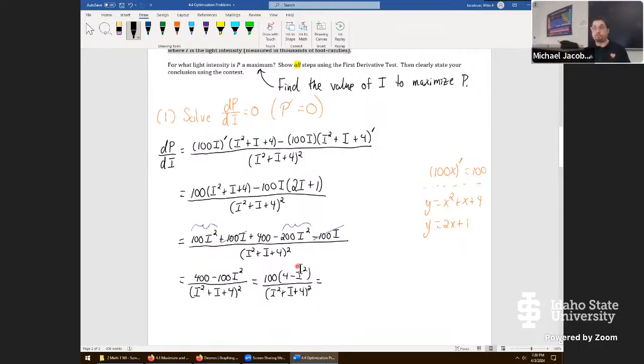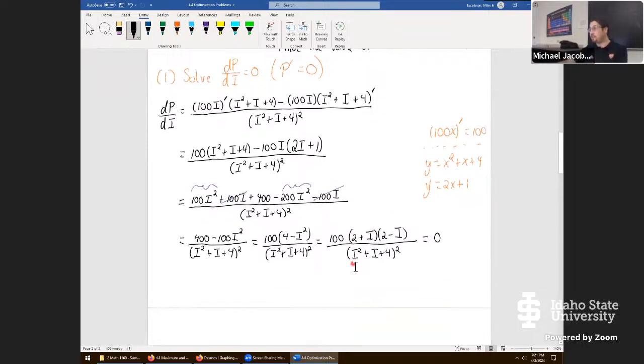Next thing is the difference of squares applies once again. I think it's our most used factorization formula by far in this class. So by the red dot, factor that one as 2 plus I, 2 minus I, and same denominator, I squared plus I plus 4 squared. My hand is actually getting tired running through this derivative, but we know we're just about there. Set the whole thing equal to 0 because we can't simplify it any further.